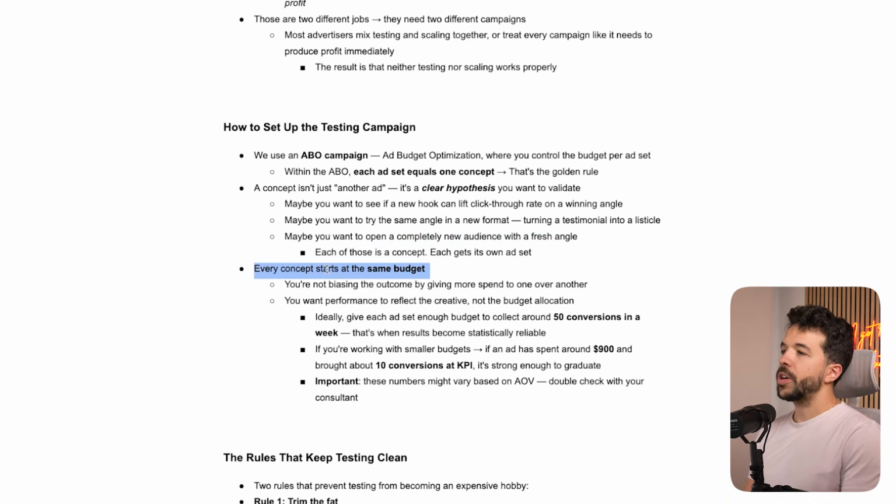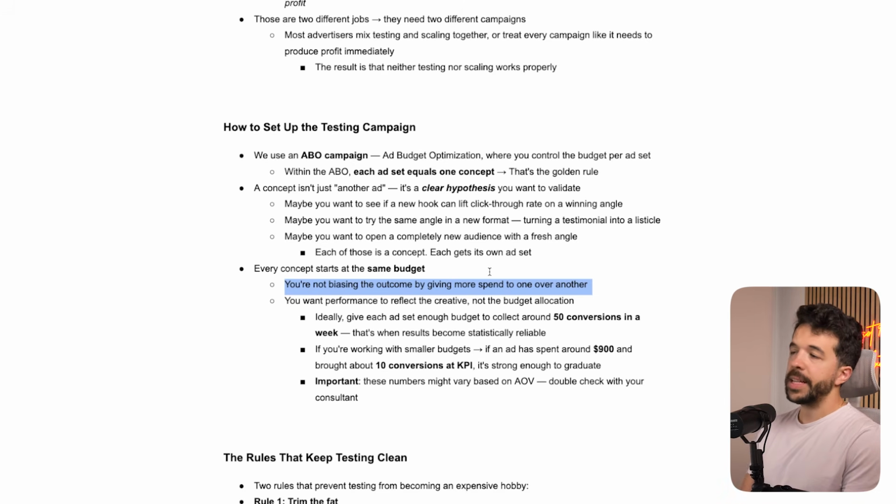Every concept starts with the same budget as well. You're not biasing the outcome by giving more spend to one over another, which is also the reason why I'm not personally the biggest fan of testing ads in a CBO. You want performance to reflect the creative, not the budget allocation.